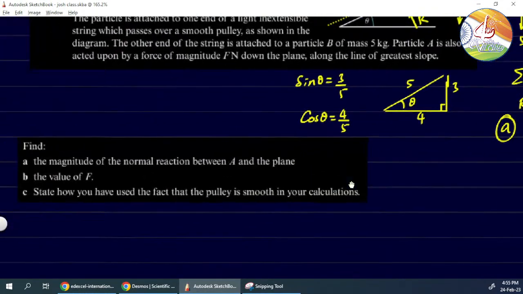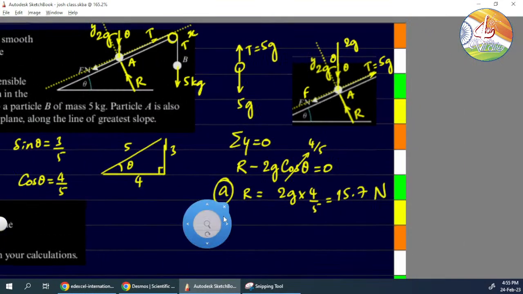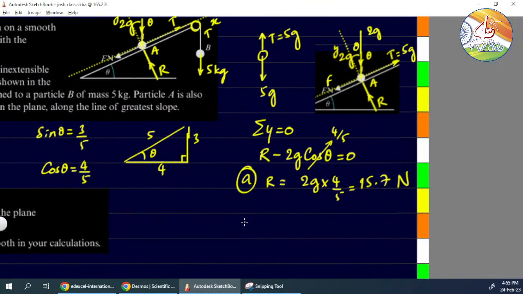Next, what is he asking? He is asking the value of F. Okay, so for F, what we need to do? We have to take sigma x equal to 0. Now how many forces are acting in x direction? T is acting in positive x direction, so let's take T. Then F is acting opposite, so minus F.